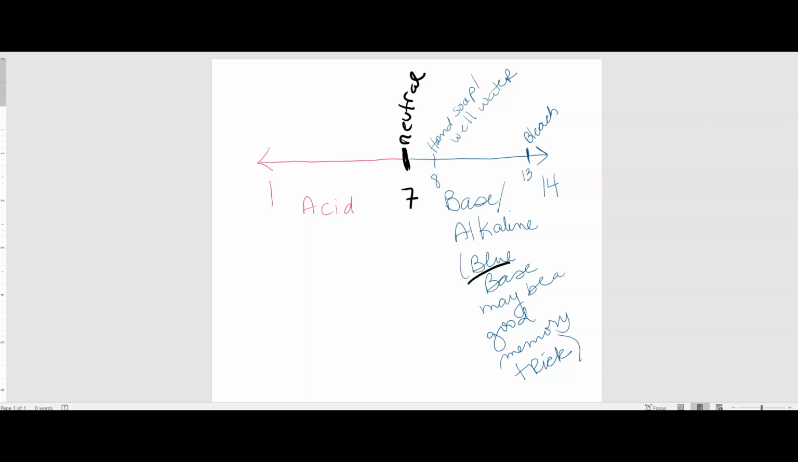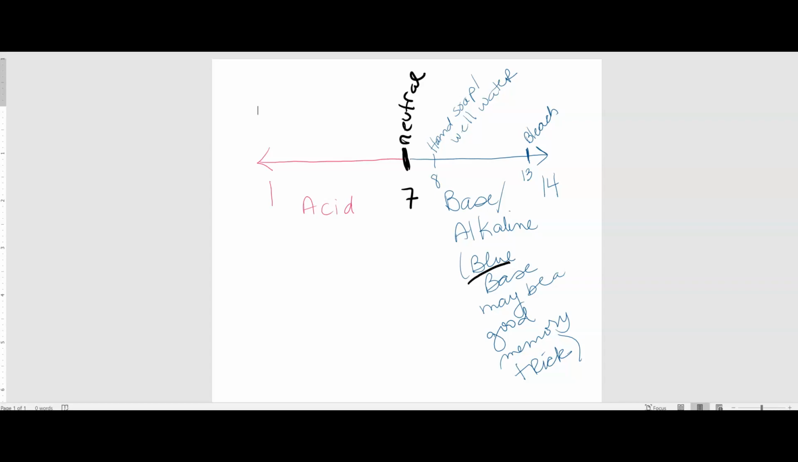You can also think bases tend to be slippery. Bleach is a good one. Ammonia is a good base or a good alkaline. Hand soap. My well water has a pH of about 8.